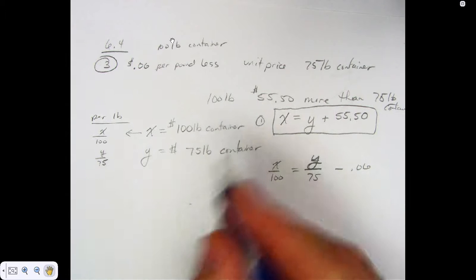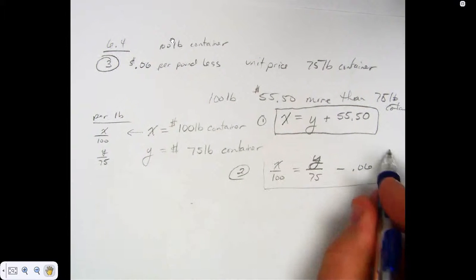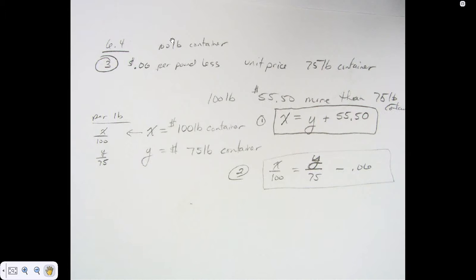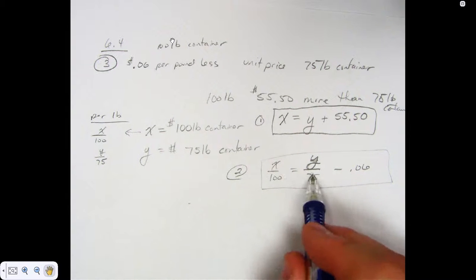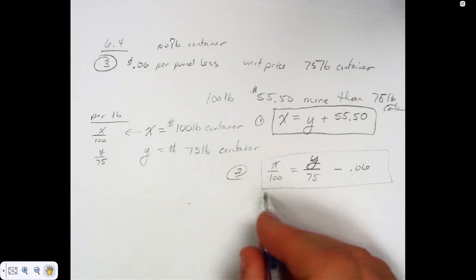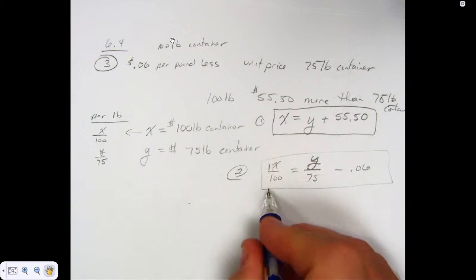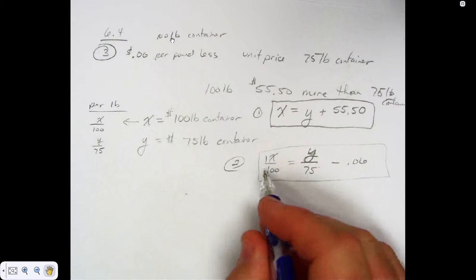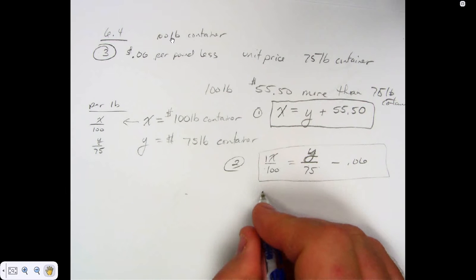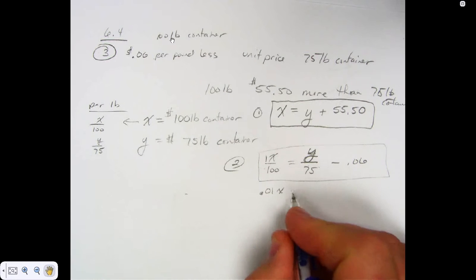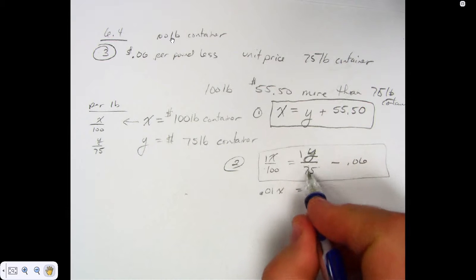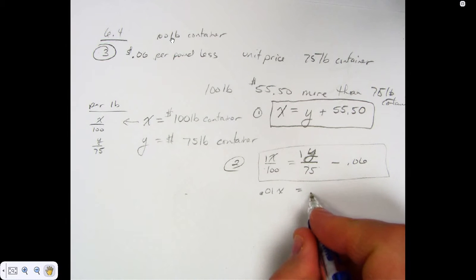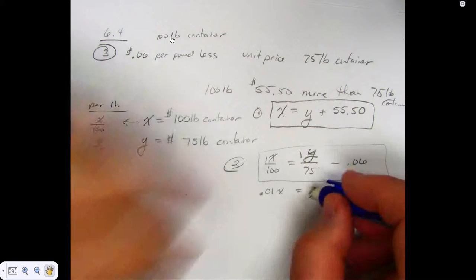So now I have two equations. Here's the problem. Here I have a fraction. Since each of these will be a decimal, why don't I make it into a decimal? This is like 1 over 100, right? What is 1 divided by 100? So this is like 0.01x is equal to, what is 1 divided by 75? 0.0133. Oh, it is repeating. Doggone it.